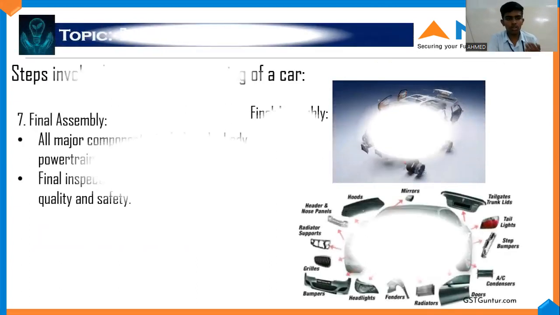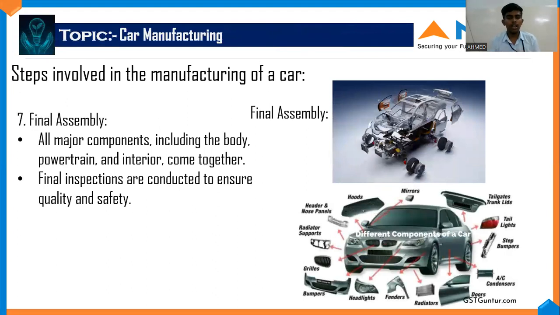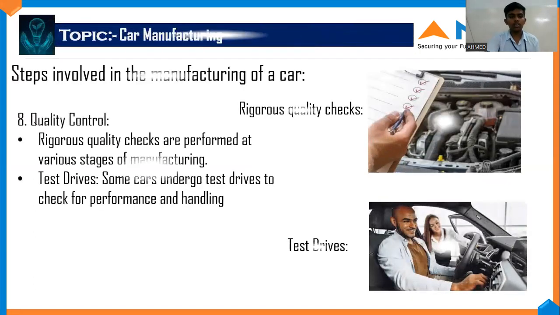We are moving to the final assembly where the car is almost done in a way that it needs minor fixing like mirrors, hoods, grills, bumpers, etc. The final inspectors, our professional inspectors present in the factory, will conduct and ensure the quality and safety of the car.